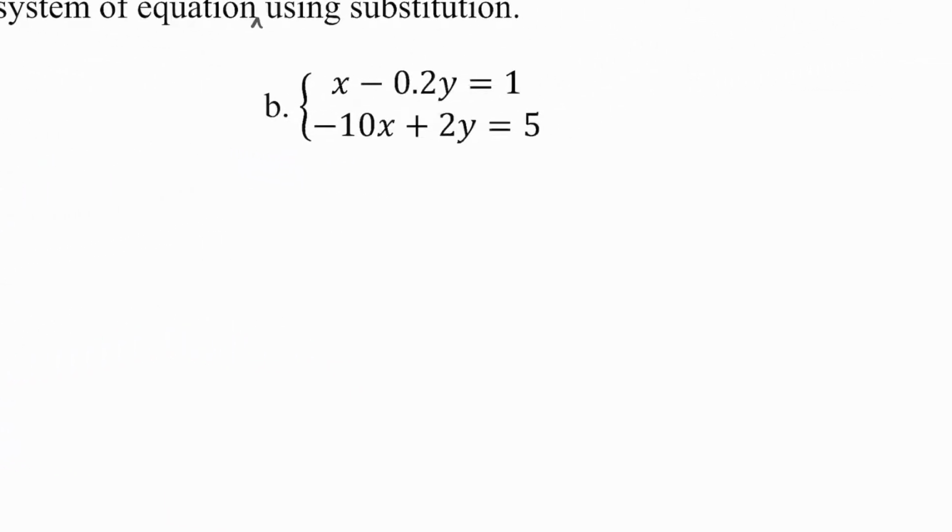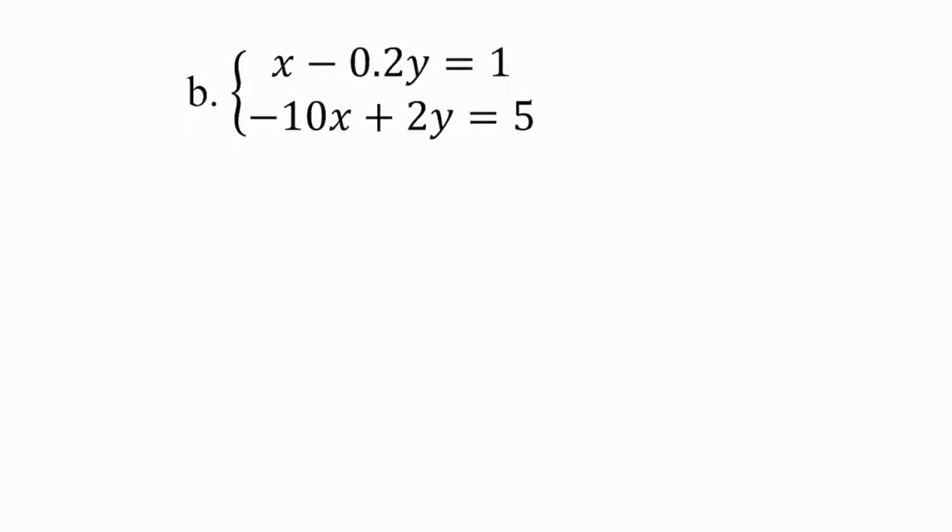How about this one? This one's a little bit messier because I've got a decimal now. It's a little bit of a pain. Again, with this one, I'm looking at the coefficients, negative 0.2, negative 10, 2. This is a coefficient of 1. So I think that, again, I'm going to want to take the first equation, or the top equation, and solve for x, and that will make things slightly easier.